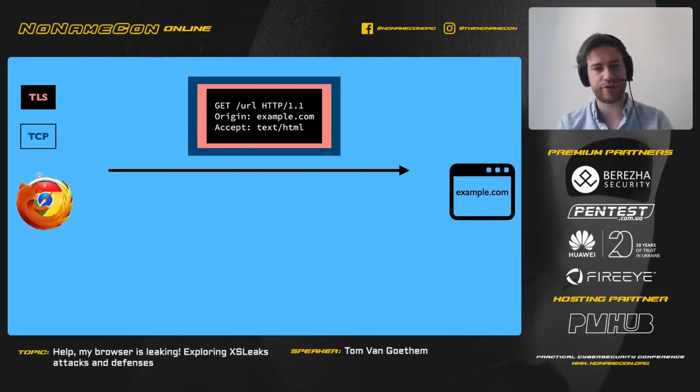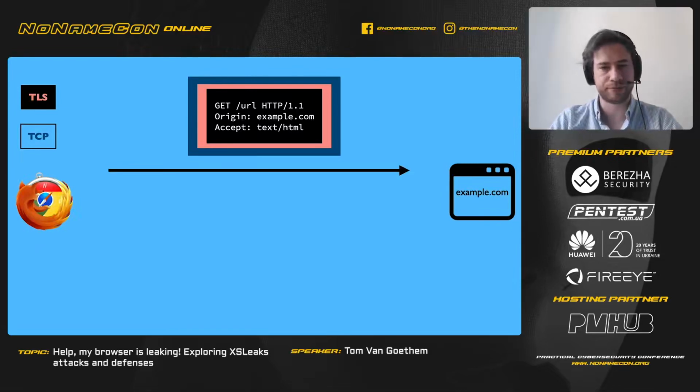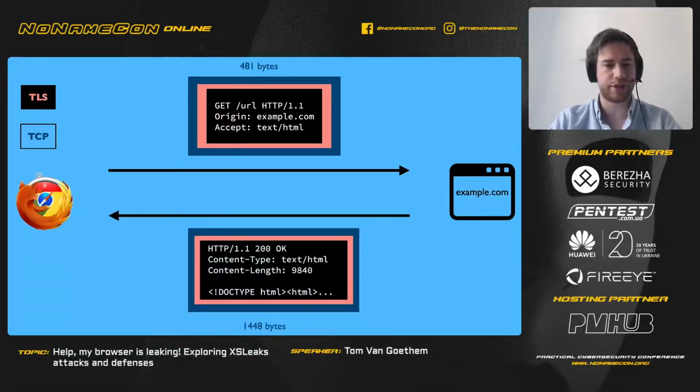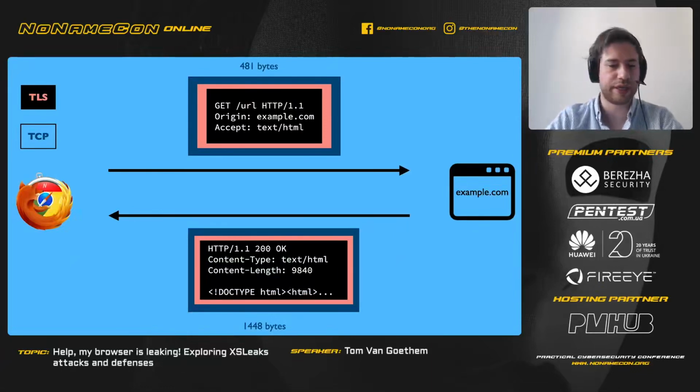And then, because it's a TCP connection, it will be put into a TCP packet. And in this case, the request might be something like 481 bytes, so it's fairly small. And then the server will generate a response and send it back to the client. And again, put it into a TLS record, and also a TCP packet.